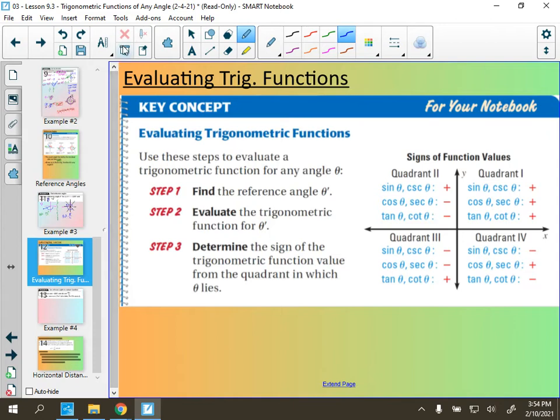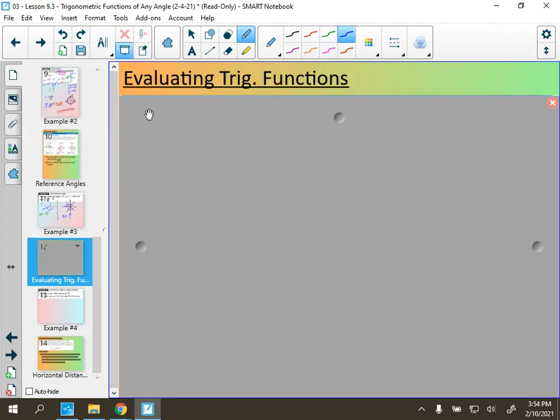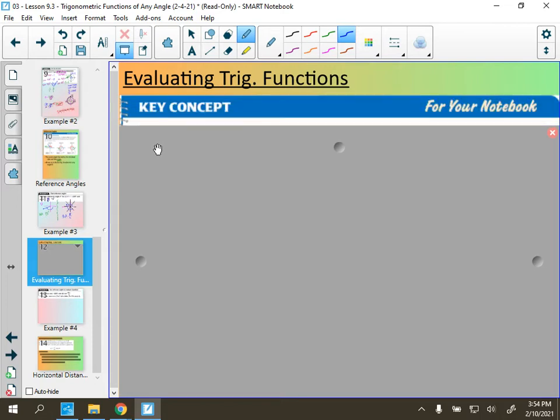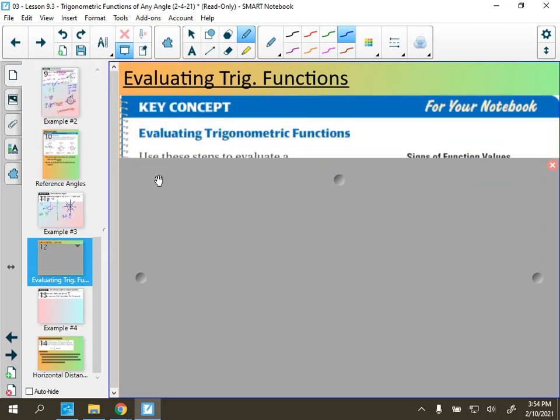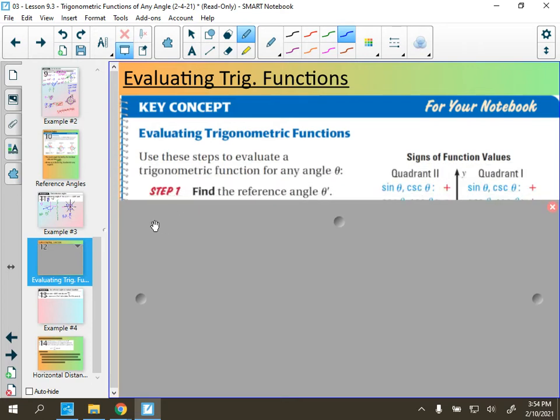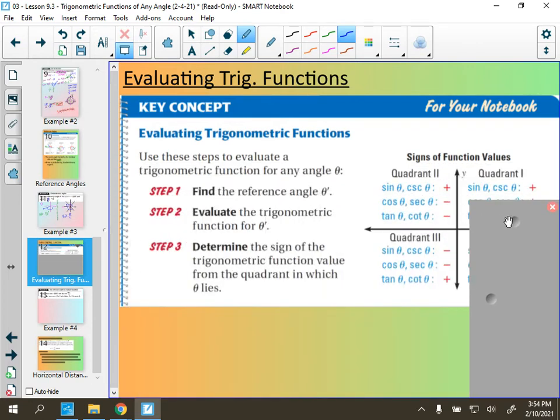Last really big concept, okay? I think the quadrantal angle stuff with no calculator is big. The reference angle stuff is a skill that's going to help us right here. So, evaluating trigonometric functions. Really now, it's still not technically for any angle. And there are some steps laid out here. We'll do our own example with steps.